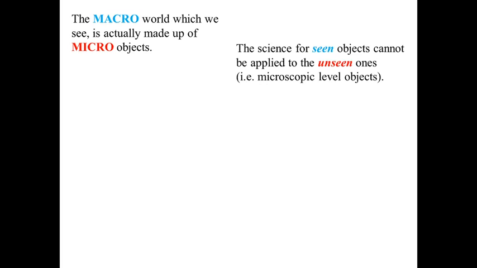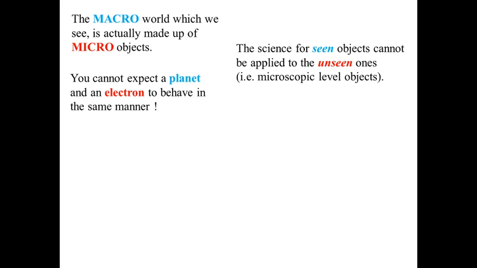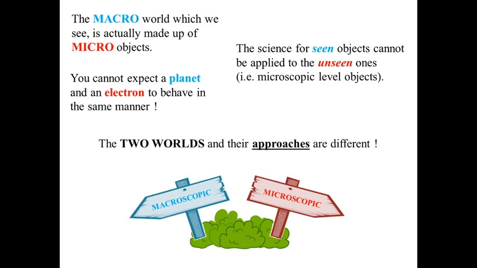The world around you, your laptop, your room, your street, your house, the trees, planets, sun, moon, earth, etc. All the visible things are considered macroscopic things, and the whole world is called the macroscopic world. But we very well know that this macroscopic world is made up of microscopic objects like electrons, protons, or any elementary particles. Even though this is the case, the science for the two worlds is totally different. Certainly, the same logic cannot be applied to the seen objects or the unseen objects at the subatomic microscopic level. One can never expect a planet and an electron to behave in the same manner. So the two worlds and their approaches are entirely different.